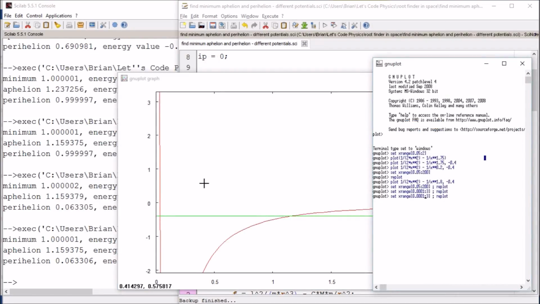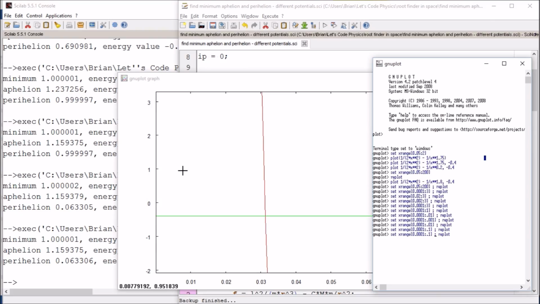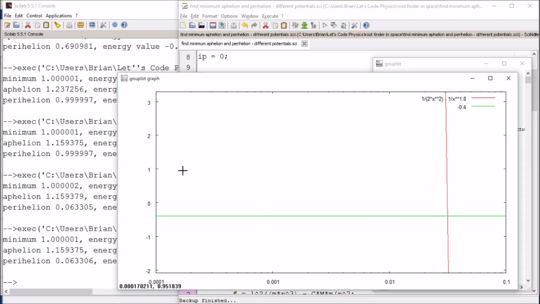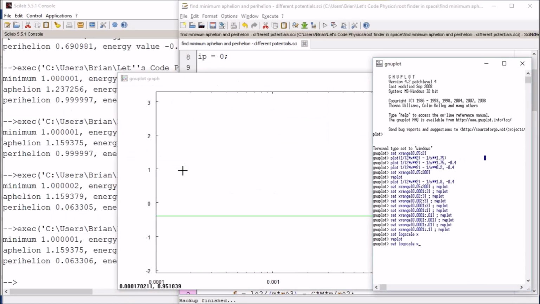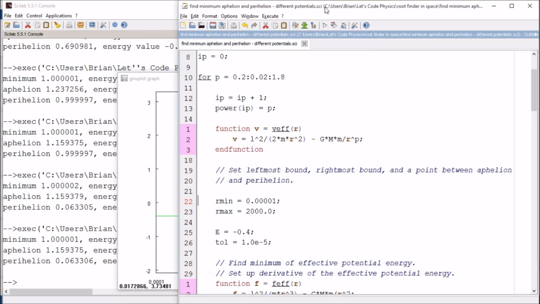Let's double check that. Let's put in a 0.02. No, that didn't work. Oh, you know what I just need to do? I just need to set log scale X, replot. There we go. All right, now let's put this thing back to rights. Let's put this back out to 3. Okay, so now I can easily see that from 0.01 ought to be fine.